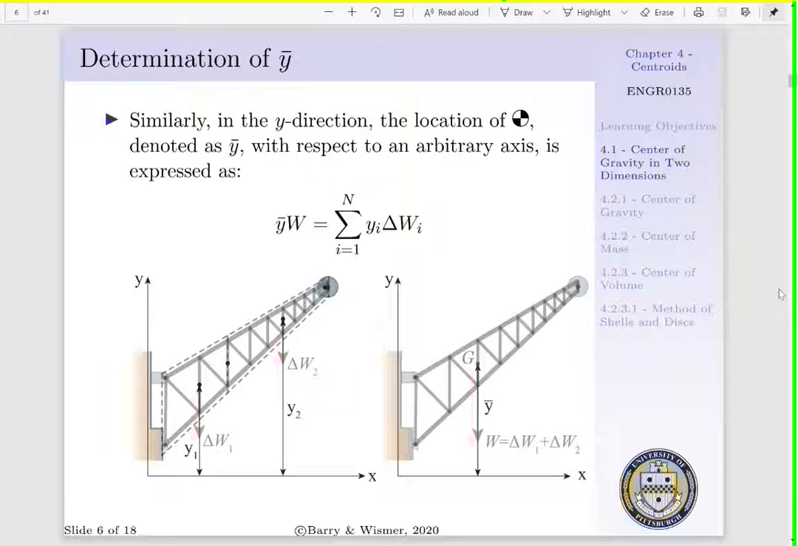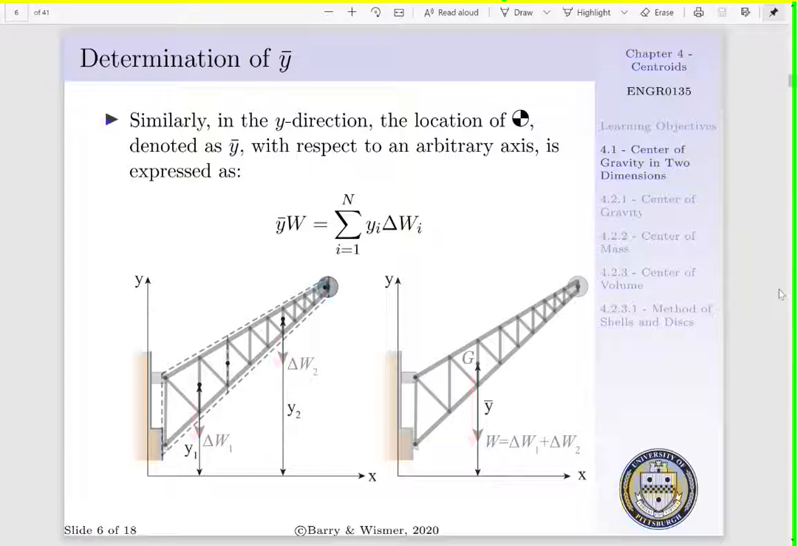Likewise, we can do this for the y direction to determine the y location of our center of gravity. And we denote this particular location as y bar. And y bar times the total weight of our body is equal to the sum from i equals 1 to n of y sub i delta W sub i. And we can see this in the figure down below to the left.